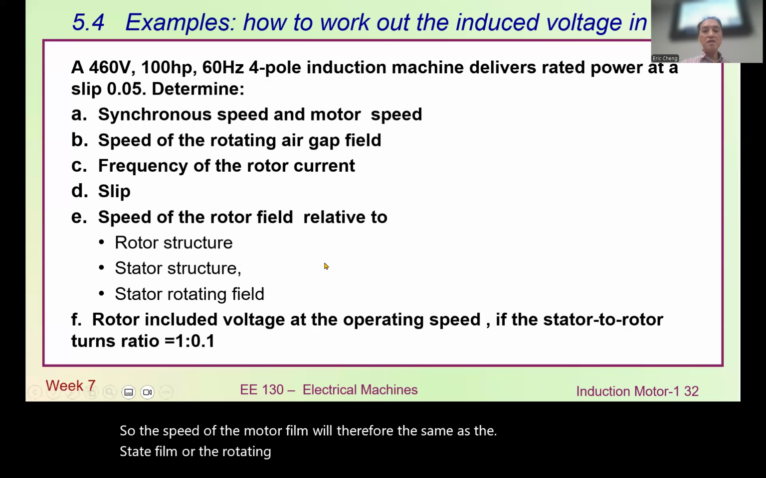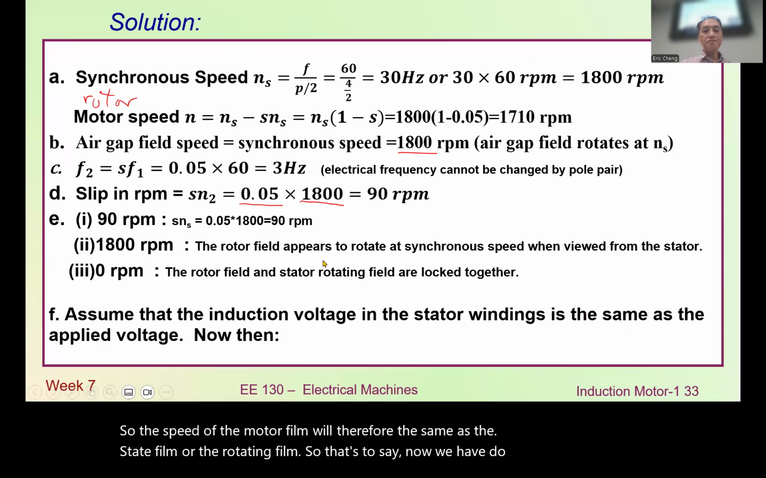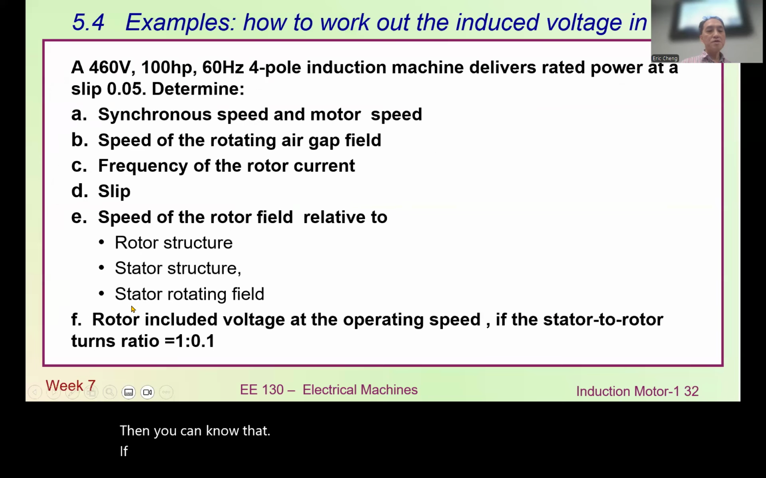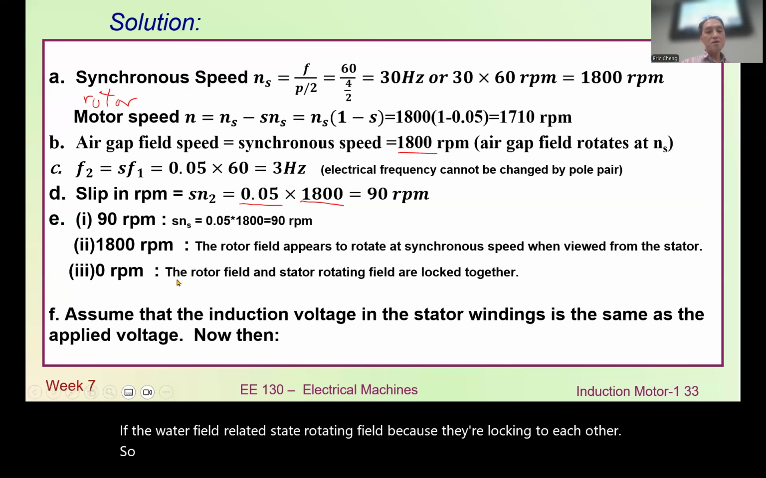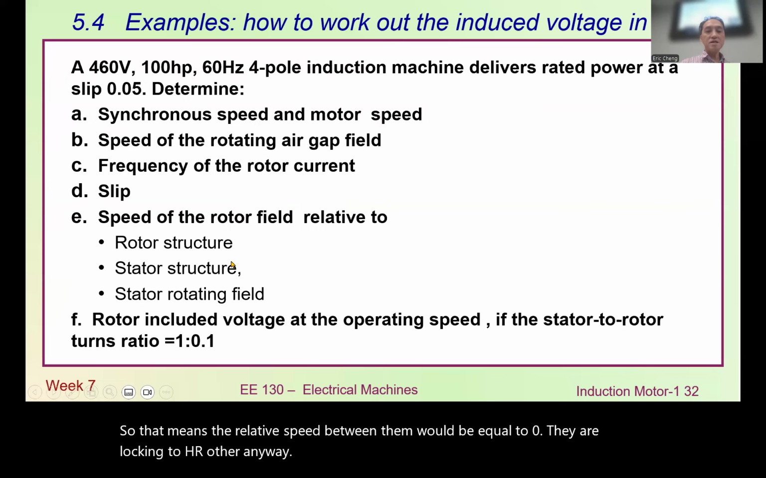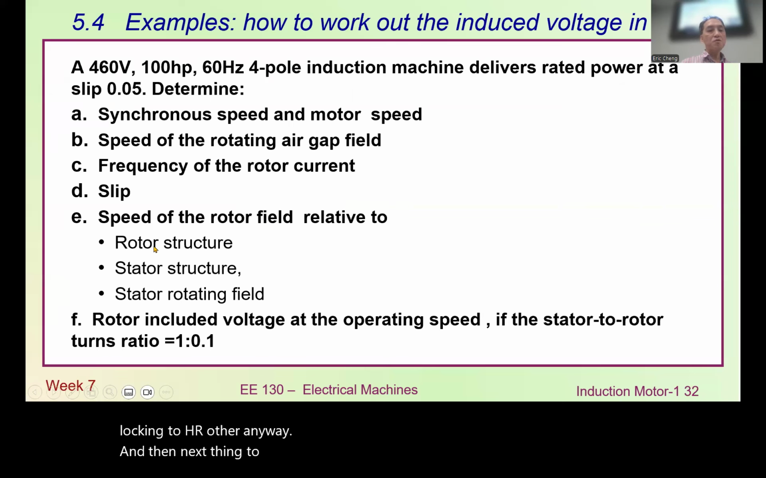So that's to say, now we have that concept. Then we can know that if the rotor field relates to the stator rotating field, because they're locking to each other, the relative speed between them will be equal to 0. They are locking to each other anyway. And the next thing is to see how the field relates to the rotor structure.